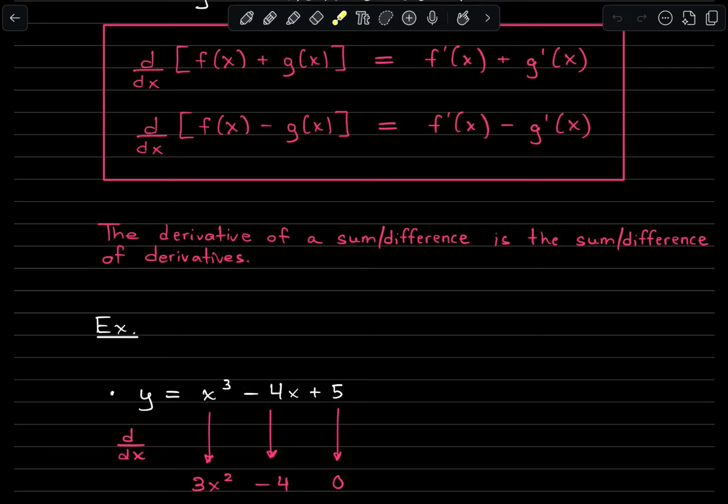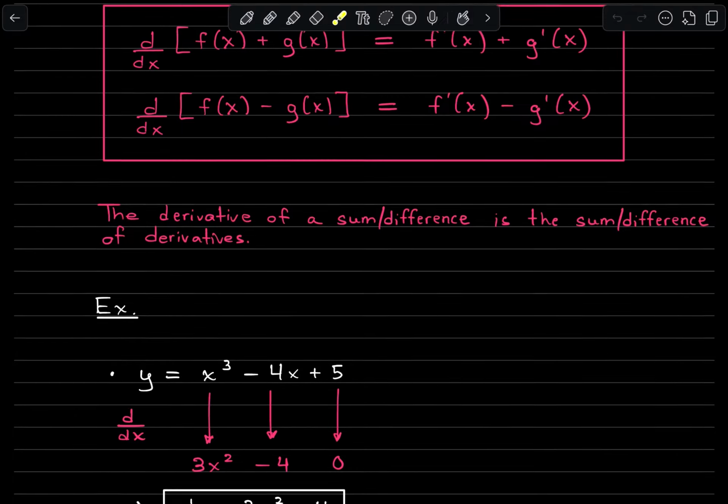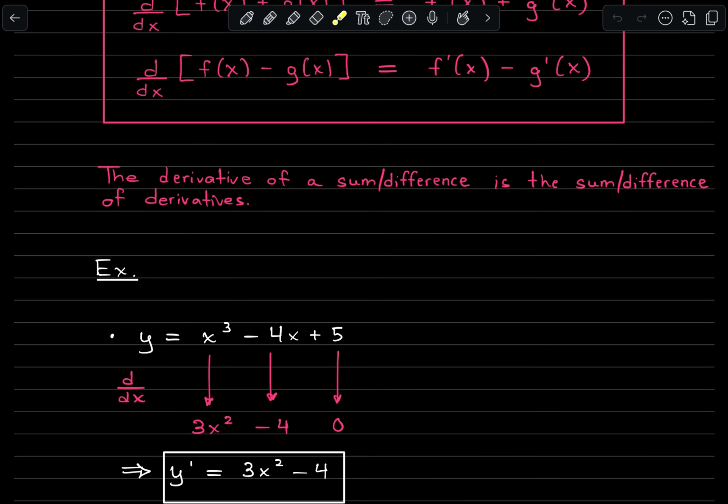This is negative 4x to the first power. And just like we saw before, the derivative of x to the first power is just 1. And by the constant multiple rule, we just bring that negative 4 back. So negative 4 times 1. And for the last one, that 5, that's just a constant. By our very first rule, the derivative of a constant is 0. So we will be left with just 3x squared minus 4. Okay, and we just bring them together as an addition or a subtraction.